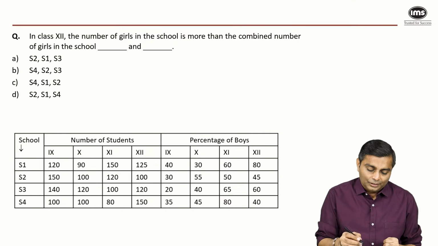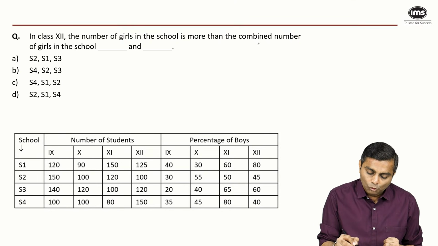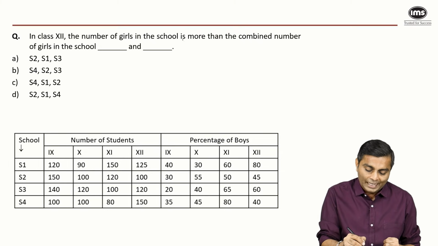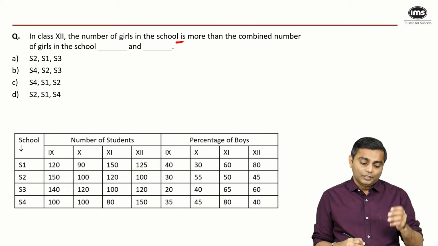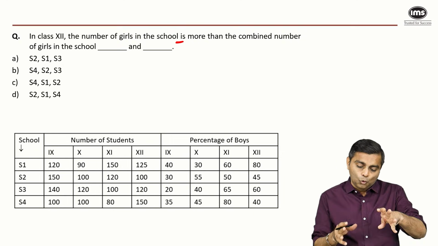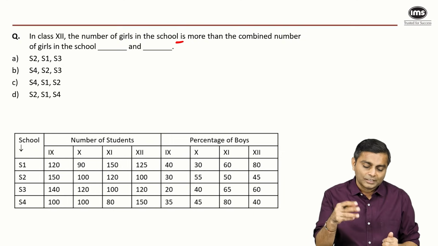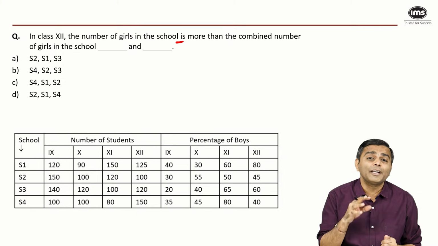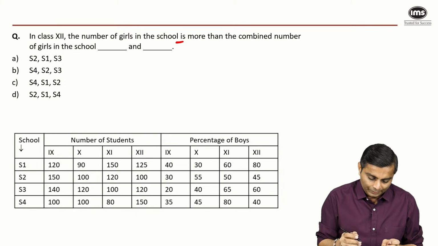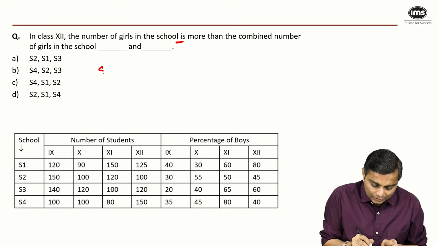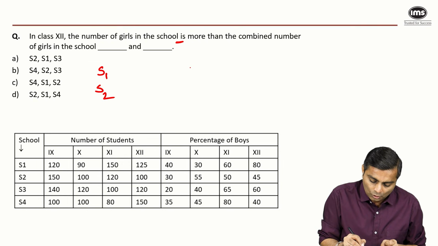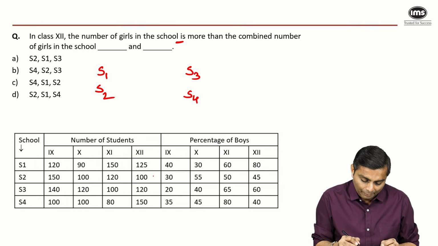In class 12th, number of girls in the school is more than the combined number of girls in the school dash and dash. In fact, there is a blank missing here. So in class 12, number of girls in which school is more than the combined number of girls in the other 2 schools. So basically, we are trying to find number of girls in all the 4 schools. Okay. So let's quickly do this. S1, S2, S3 and S4. We are talking about class 12th only, remember.